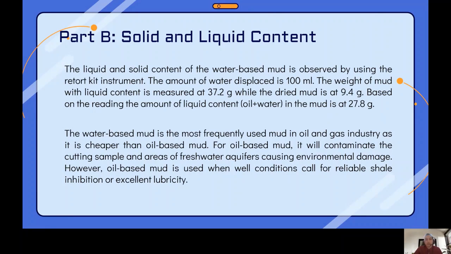For this part of the experiment, we use water-based mud because water-based mud is more frequently used than oil-based mud, because it is cheaper, of course. And because oil-based mud will contaminate the cutting sample and the freshwater aquifer that might exist along the drilling path. However, oil-based mud is used when well conditions call for reliable shale inhibition or excellent lubricity.